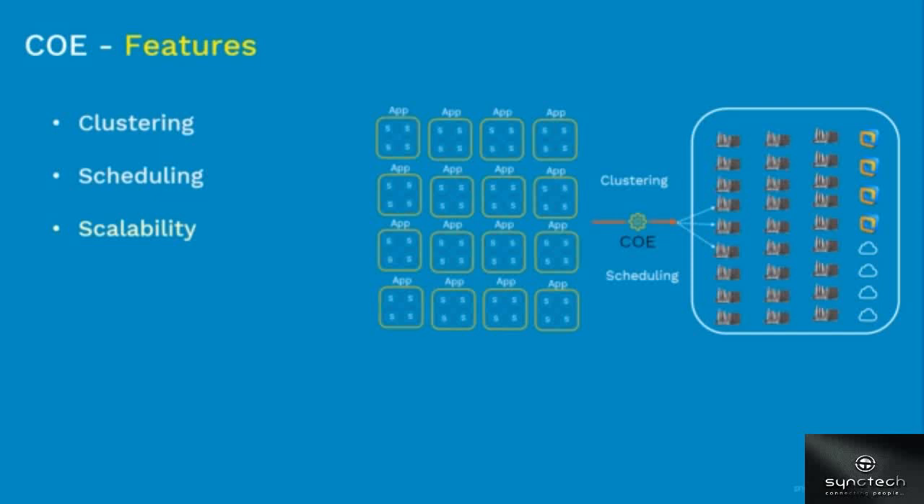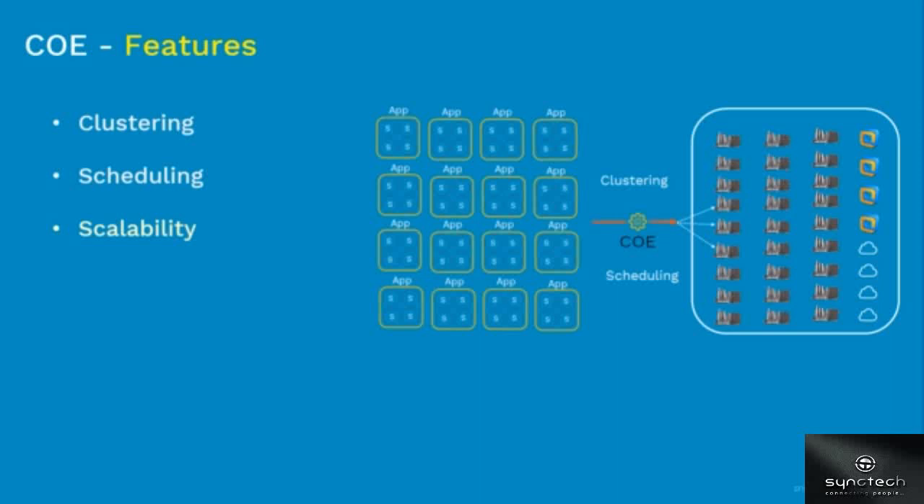So with the help of Container Orchestration Engine, we can scale up and down the application instances and the node instances dynamically as per the traffic demand. And that's about the scalability feature of Container Orchestration Engine tool.